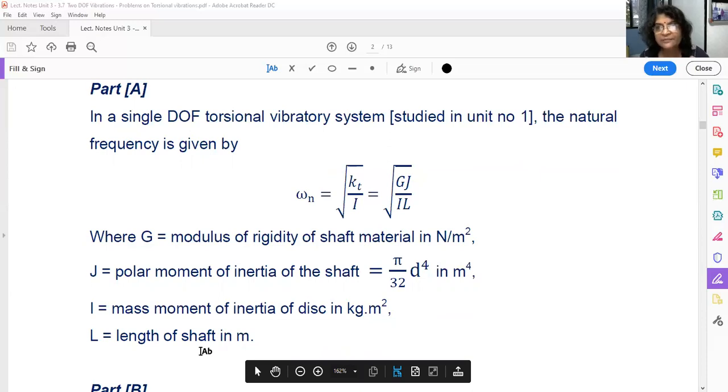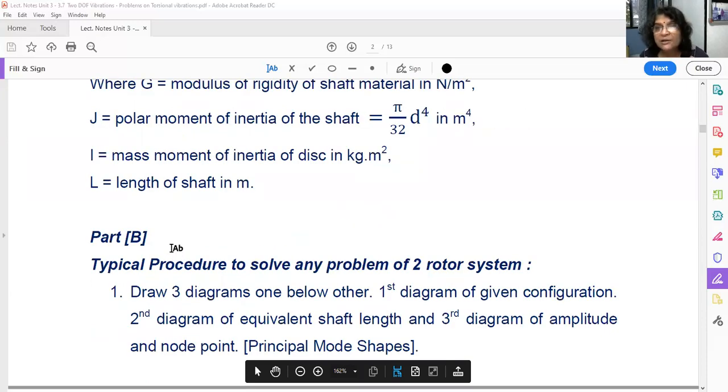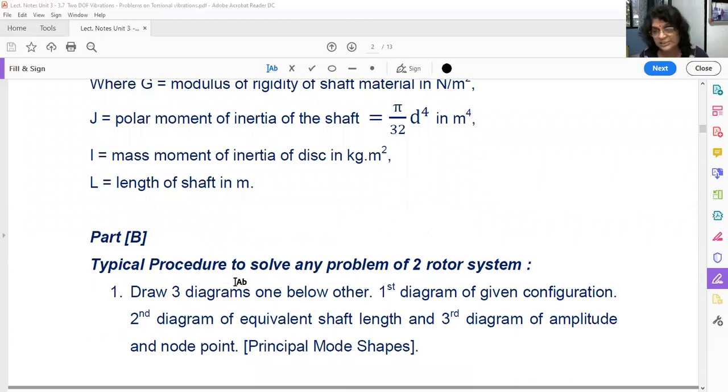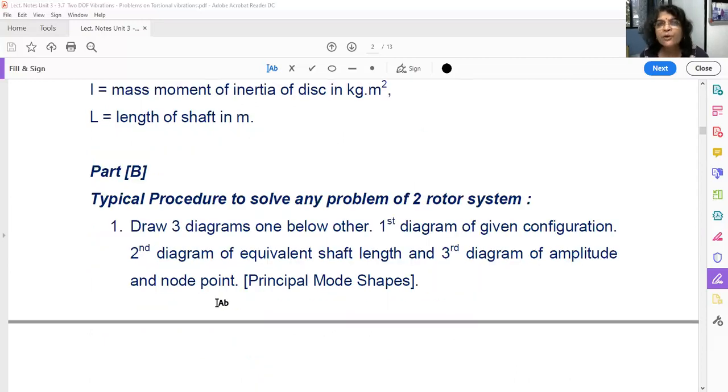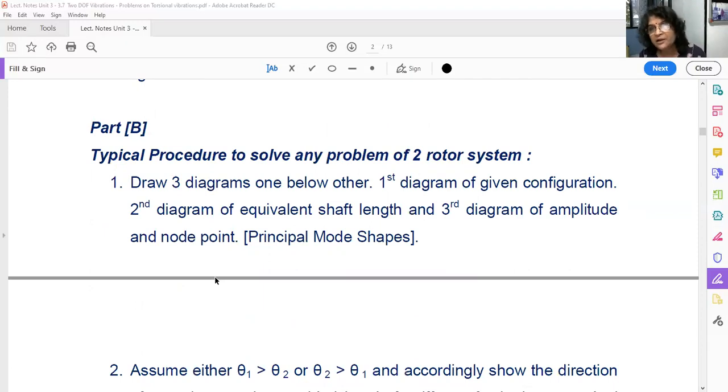Then we have also learned there is a typical procedure to solve any problem of a two rotor system. We have solved many problems on longitudinal vibrations and combined vibrations, and today we are going to apply the same procedure to solve the two rotor system, that is the problem on torsional vibrations. The procedure is almost the same, only in terms of torsional vibrations I have modified it.